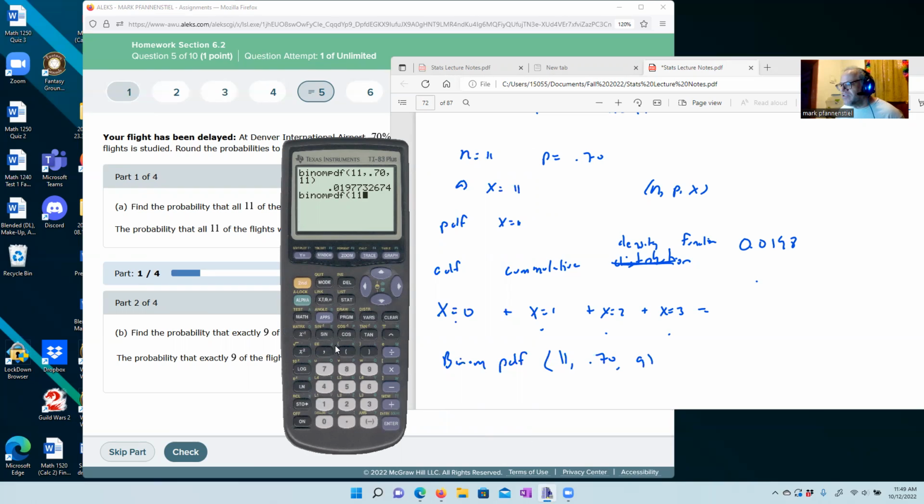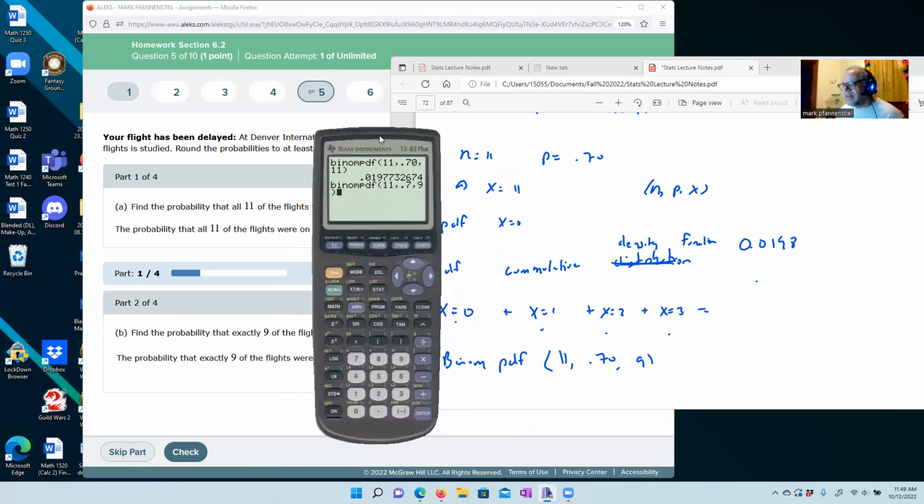We have 11 flights in total. There's a 70% chance that they're going to be on time. And then how many do we want? We want 9 of them exactly. Precisely, the probability that 9 of them have done this. Okay, so double checking. Exactly 9 flights were on time. Hit enter.